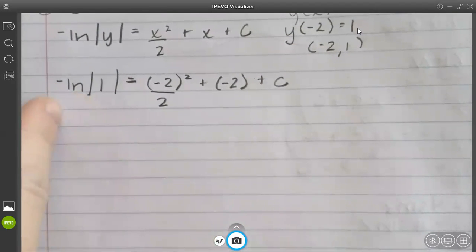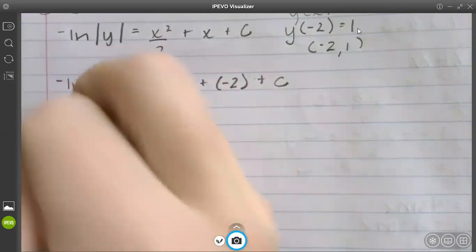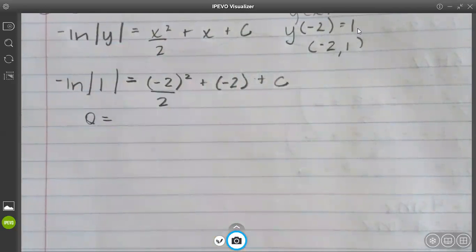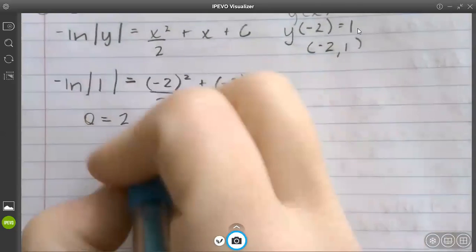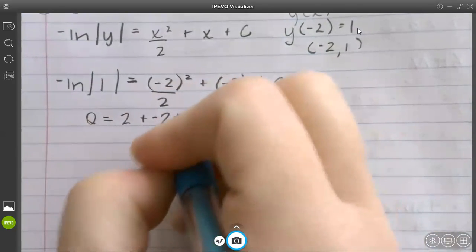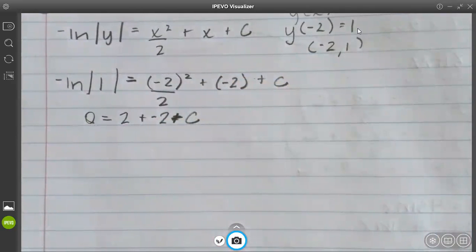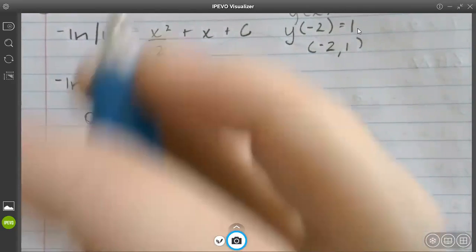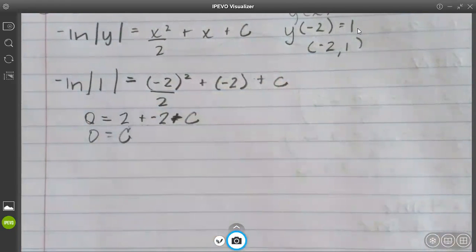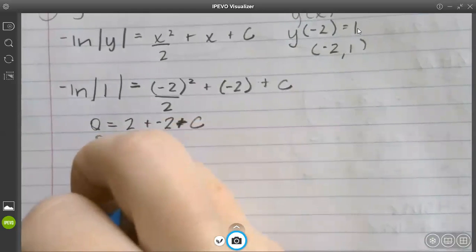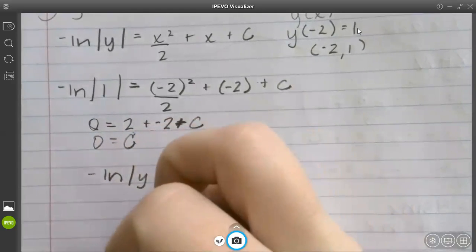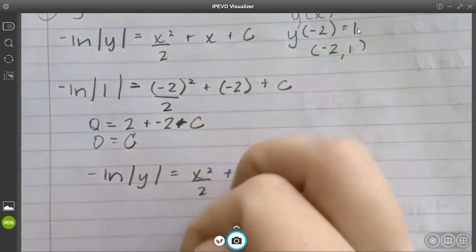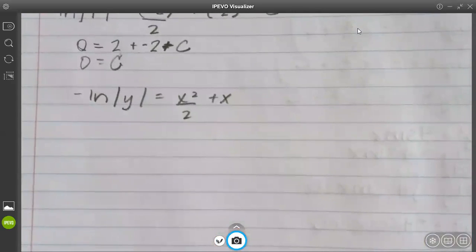ln 1 is 0, the negative doesn't matter. So we get 0 equals. Negative 2 squared is 4, divided by 2 is 2, plus negative 2, sorry, plus c. What is 2 plus negative 2? So we get 0 equals c. So then we have negative ln absolute value of y equals x squared over 2 plus x. We don't have to put the plus c because it is 0.